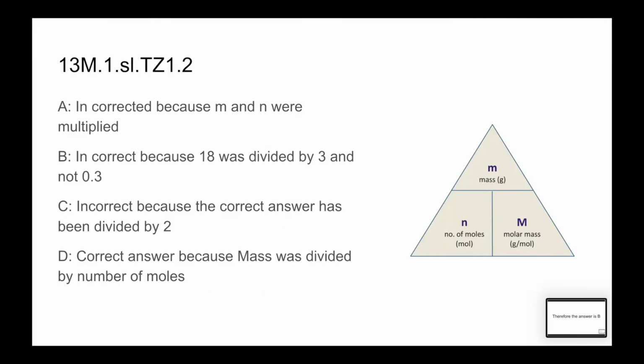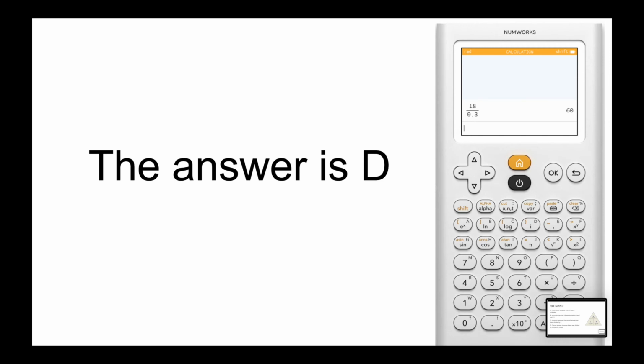A is incorrect because if instead of dividing the mass and the number of moles, they multiplied it, 18 times 0.3 would give you 5.4. B is incorrect because I think the person made a unit conversion error or had some kind of confusion, and they divided 18 by 3 and not 0.3. And here C, the correct answer divided by 2, and I'm not sure why this was confused, but that's what occurred. Finally, in D, the correct answer, when you divide 18 by 0.3, you're going to get 60, which is the molar mass, according to the formula. So once again, the answer is D, and the formula plugged in can be seen in the calculator.